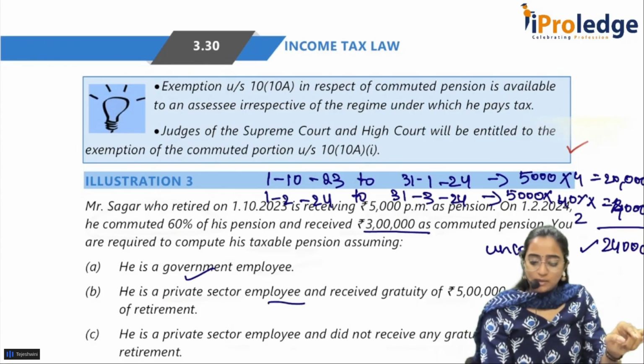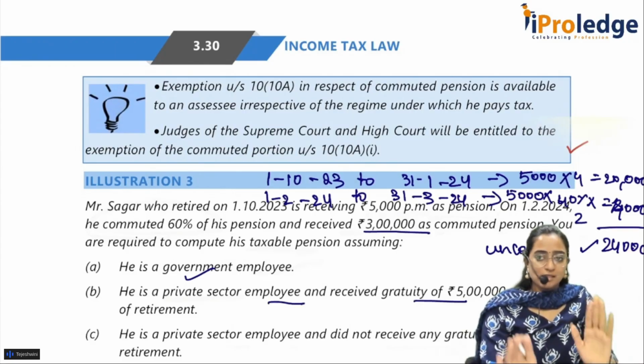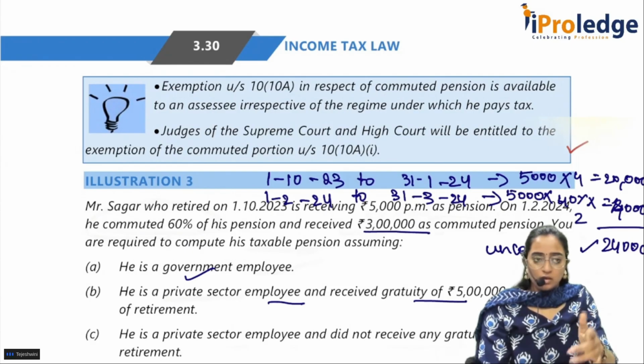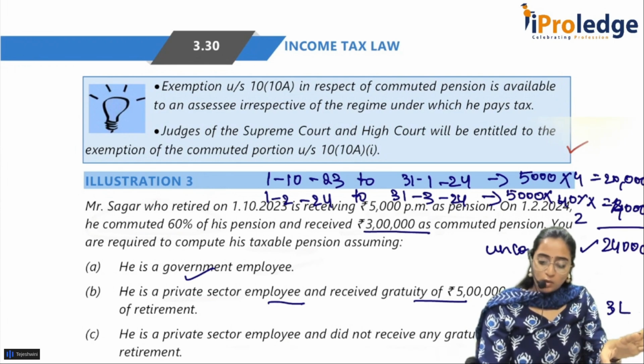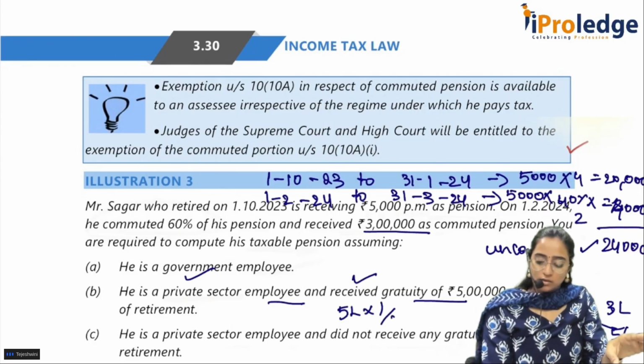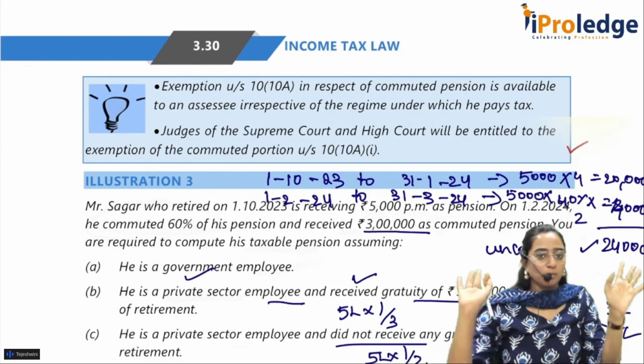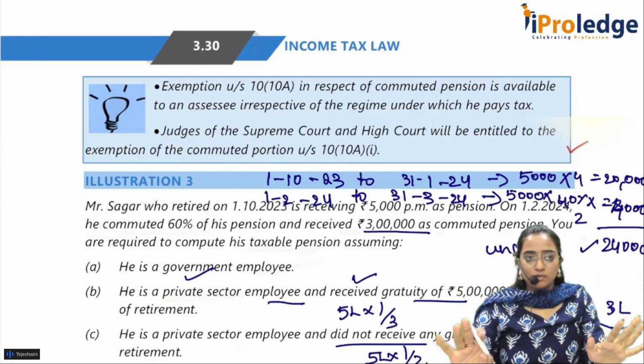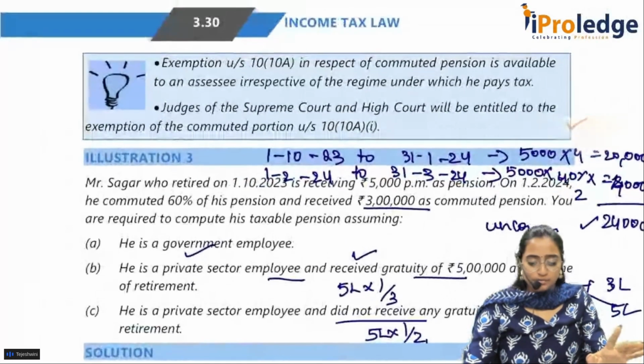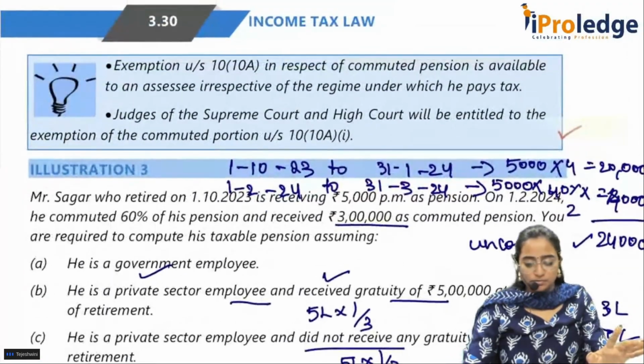In case of this, tell me, he received gratuity. How much? 5 lakh. That is irrelevant now. Tell me, uncommuted pension, how much you are going to make it as taxable? 3 lakh is representing what percent? How much is 100%? 5 lakh. So this fellow has received gratuity. So 5 lakh multiplied by 1 by 3. Not received gratuity, 5 lakh multiplied by 1 by 2. Exempted amount. Understanding, everyone? I hope it is clear. Everyone? So start doing the solution.